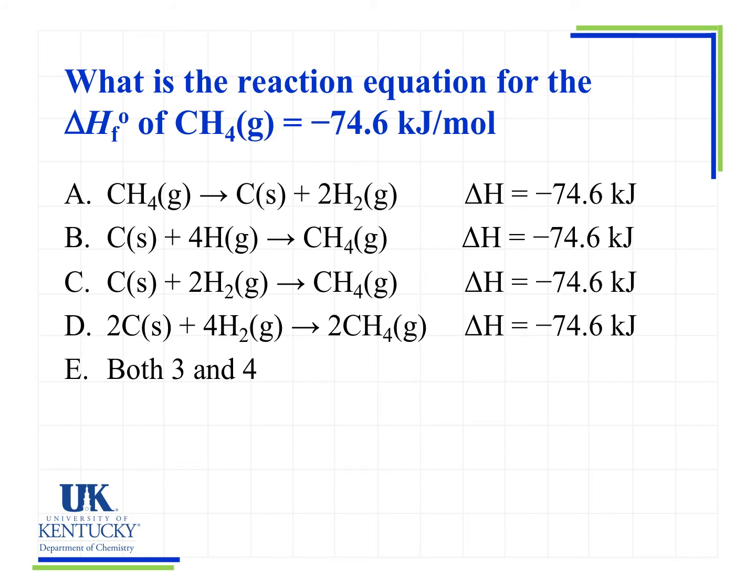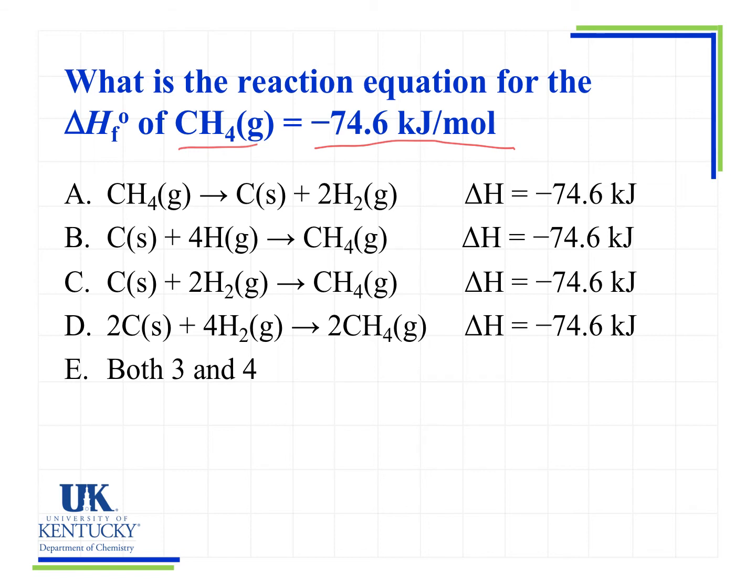We're not going to use the delta H of formation to find the delta H of reaction yet. So let's answer this question to make sure that we understand what delta H of formation is, and then we'll move on and see how we can use it to find the delta H of reaction. Say we see the delta H of formation of methane, CH4, to be negative 74.6 kilojoules per mole. Which of these reactions is the right one for the delta H of formation?